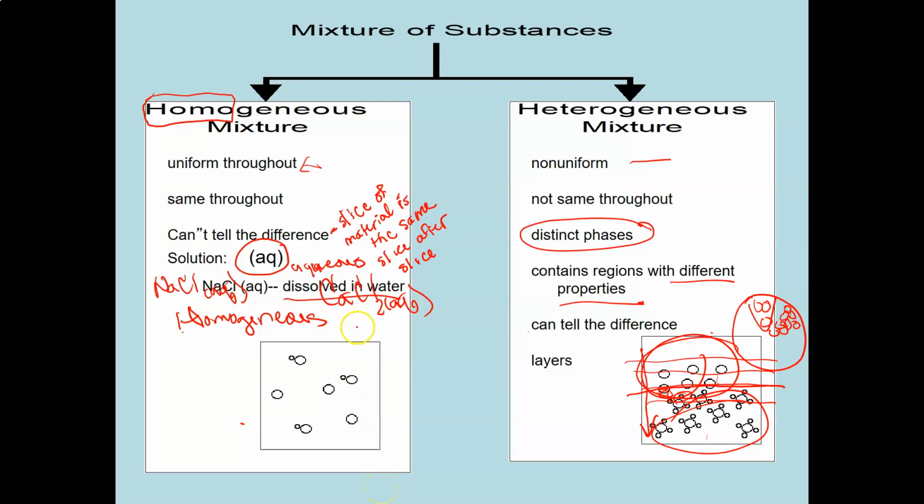On this one, and this is a bad drawing, the reason I say this is a bad drawing is that this is supposed to represent AQ, where these are assumed to be evenly distributed throughout the box.